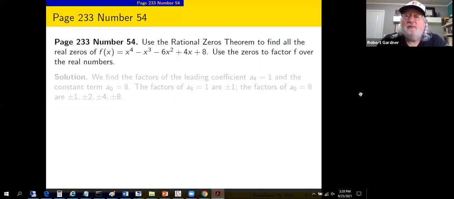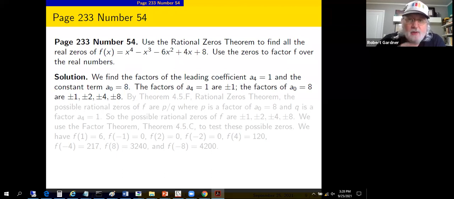Let's do number 54. It says use the rational zeros theorem to find all the real zeros of this thing. It's a 4th degree polynomial function. Use the zeros to factor f over the real numbers. Okay. It's likely that this function has only rational zeros. They've asked us to find all the real zeros. And except for 2nd degree polynomials, we're not good at that, unless they happen to be rational, because now we got that little trick about finding rational zeros.